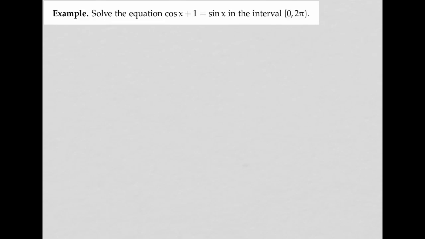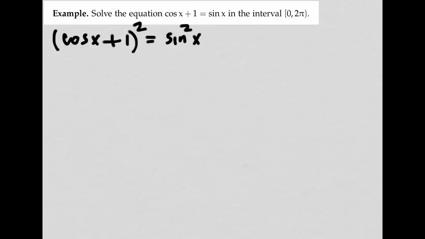Lastly, let's solve the equation cosine x plus 1 equals sine x in the half open interval from 0 to 2 pi. As it stands, there's not much that can be done to solve the equation cosine x plus 1 equals sine x. So the trick to do it is to square both sides. If we square both sides, we get that cosine x plus 1 squared equals sine squared x.